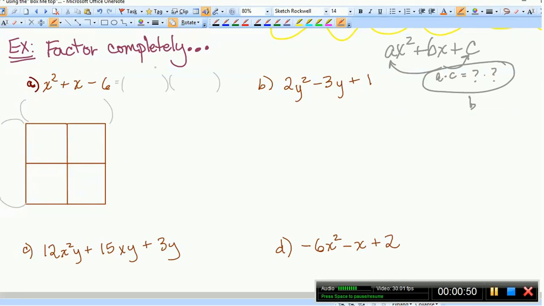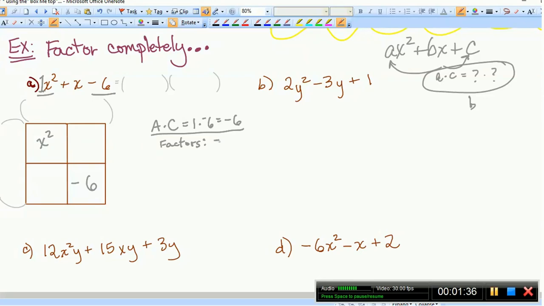In the box method, what we're going to do is take the first term, x squared here, and put it in this first box, the top left. And we'll take c, that last term, and put it down in the lower right-hand corner. So this is always what we start by doing with the box method. And we're going to do on the side this a times c thing, okay? So a is in this case 1. So we want 1 times negative 6, which gives us what? Negative 6.